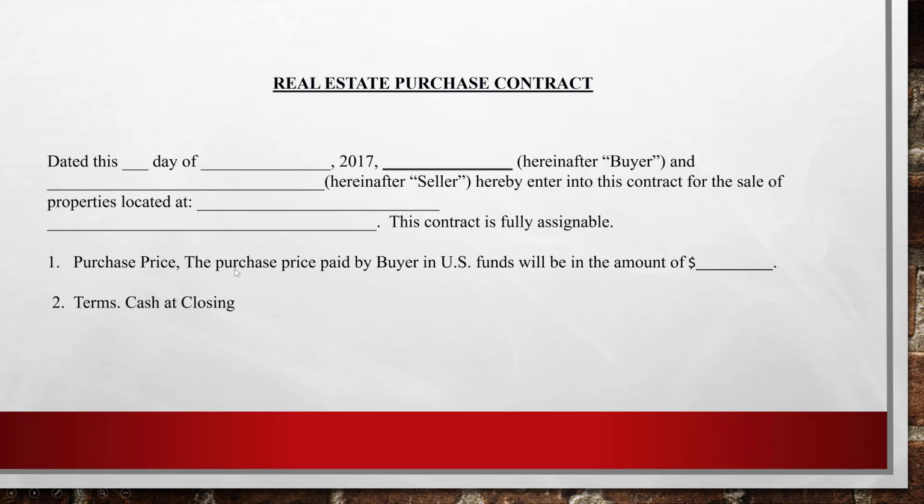Purchase price. The purchase price paid by the buyer in U.S. funds will be in the amount of blank. Whatever number you have agreed to on that appointment, maybe it's $50,000, $100,000, hopefully the best deal you ever had. So next, it's terms, cash at closing. So we'll go ahead and get into the meat of it.